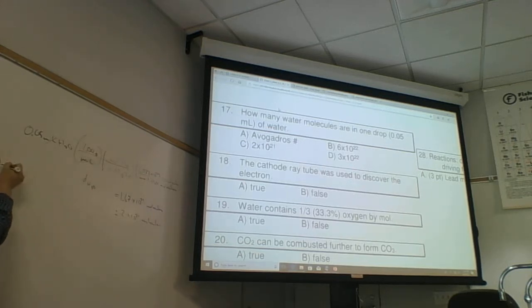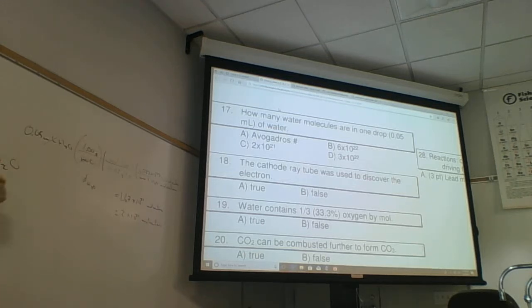Okay, for water, I have 2 hydrogens for every oxygen. So if I look at by atom, 1/3 of the atoms in water are oxygen. If I look at by dozen, I could have 2 dozen hydrogen, 1 dozen oxygen. And so it'd still be 1/3 oxygen by the dozen.